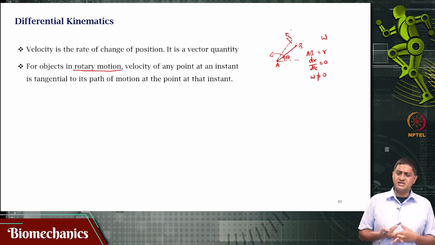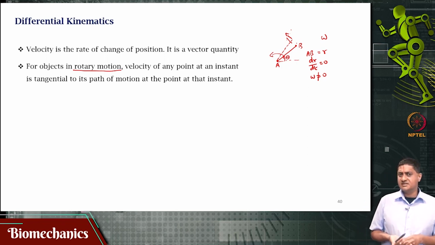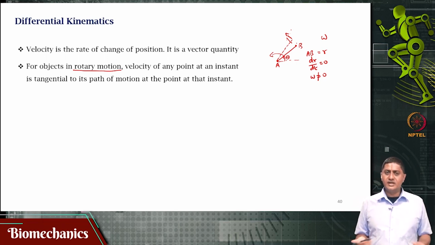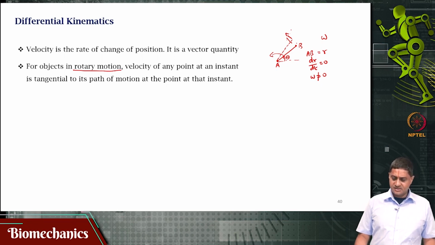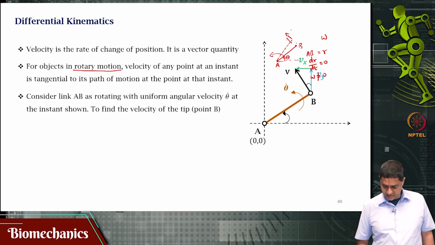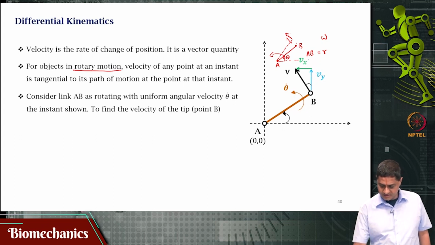So, we are interested in performing differential kinematic analysis or velocity analysis for 2-link kinematic chains and 3-link kinematic chains. But before we do that, let us look at how it would look in a single link. Okay. Let us assume that we have a single link like this. So, I am going to erase all this that I have written.